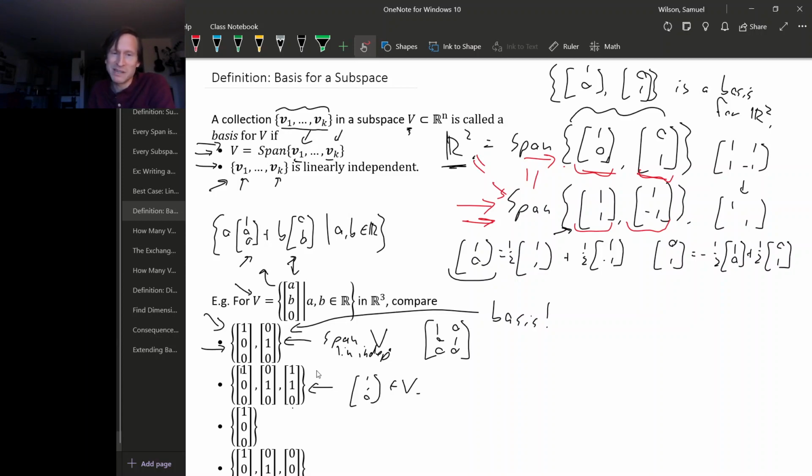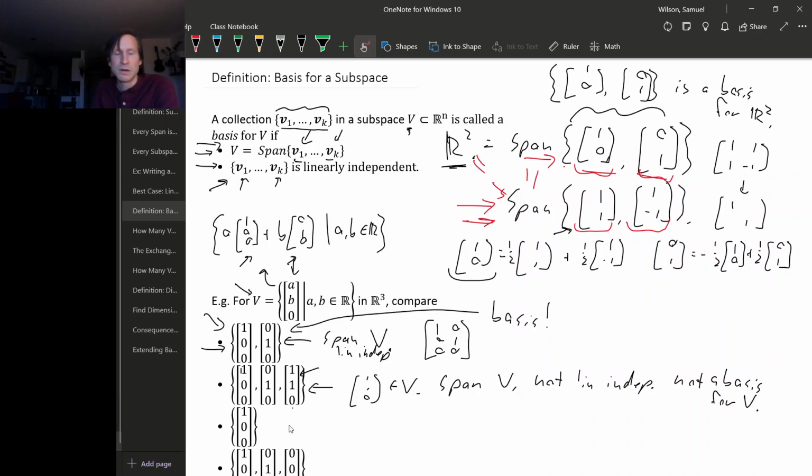Well, clearly not, because this last vector is the sum of the first two. So there is a linear dependence between these. So although these do span V, they're not linearly independent. So these three vectors do not form a basis. So not a basis for V.